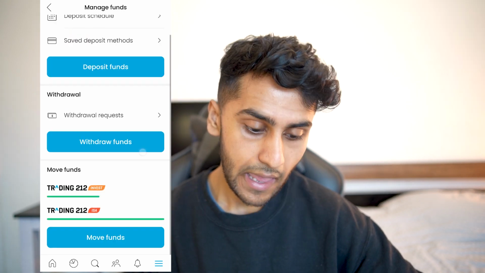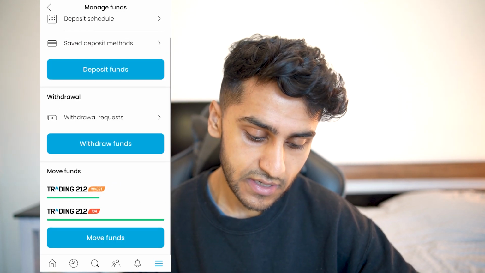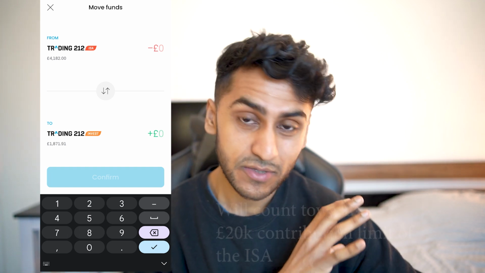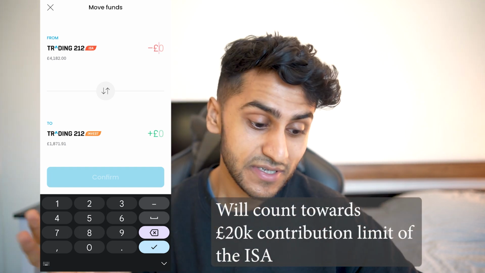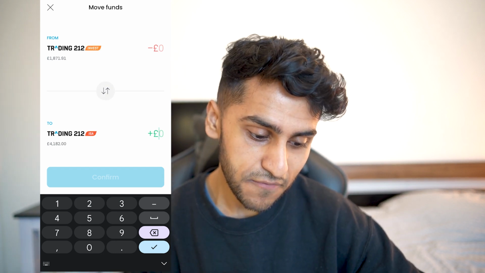But I think you press this menu here and you press manage funds, and at the bottom here where it says move funds Trading 212 invest to Trading 212 ISA, you can press move funds. So I have to be very careful that I don't transfer from the wrong account, because that honestly would be the worst thing ever. Because if I take out any money from my Trading 212 ISA, that's going to count as my contribution, meaning that I've already lost 21% of my ISA utilization, and I'm never going to get that back. So very important to go from Trading 212 invest to my Trading 212 ISA.